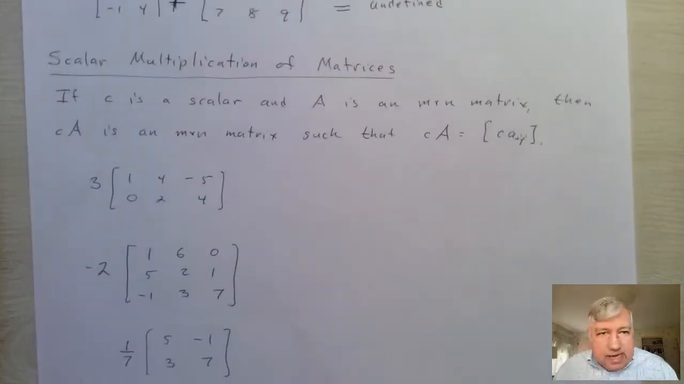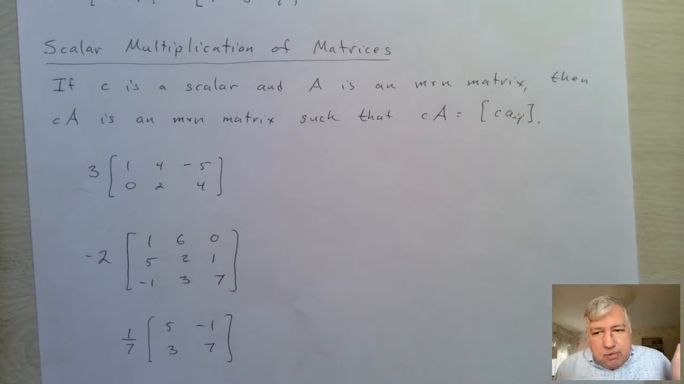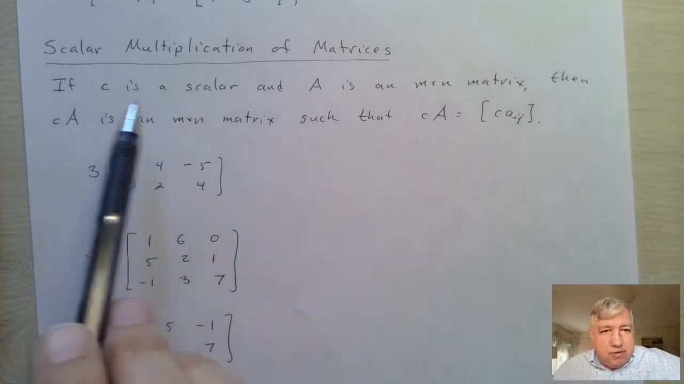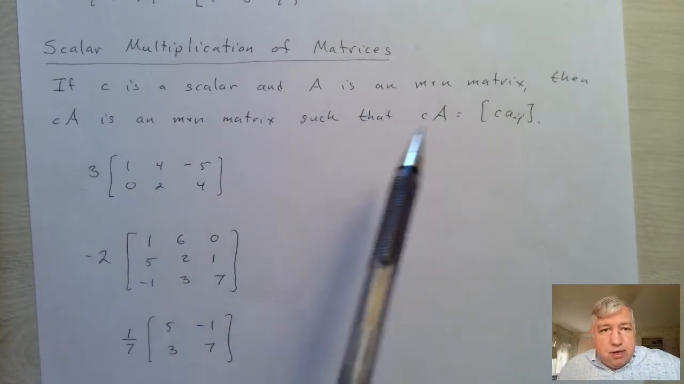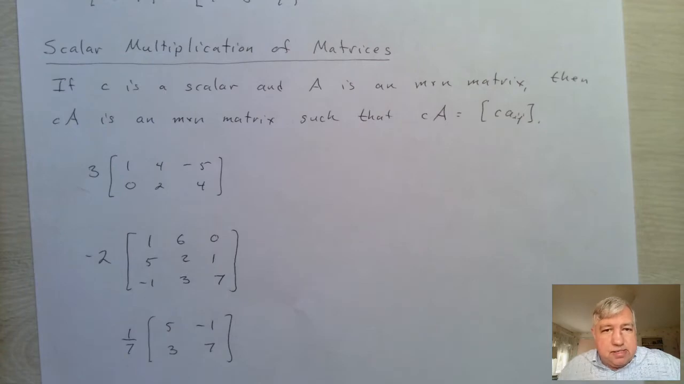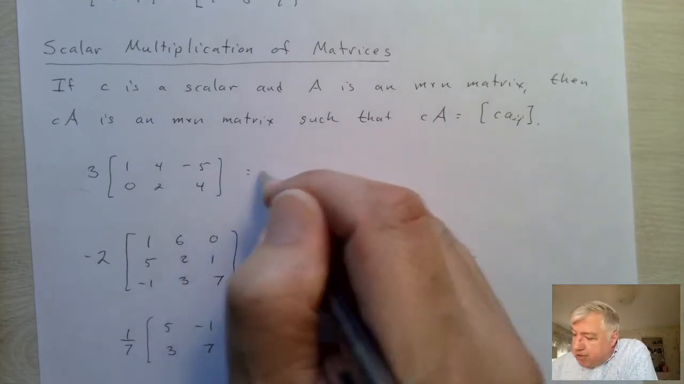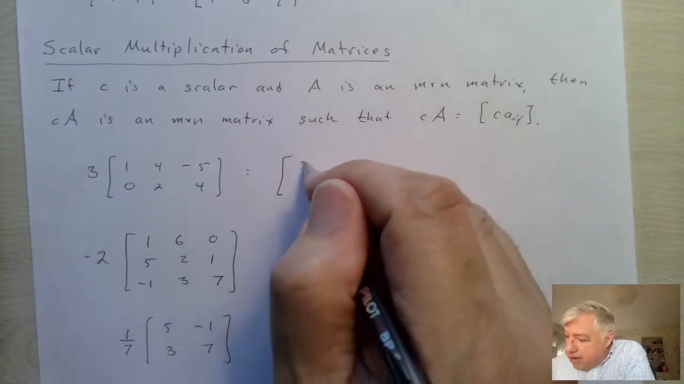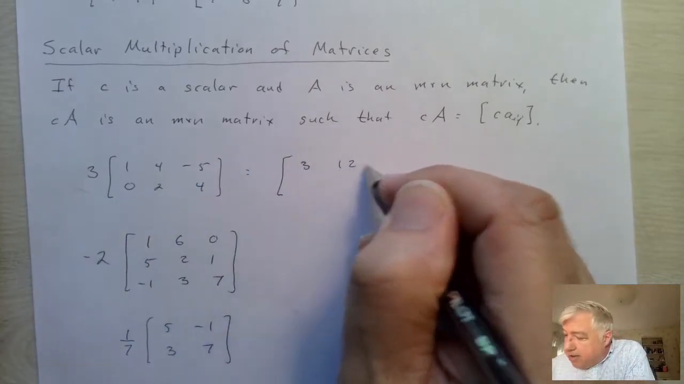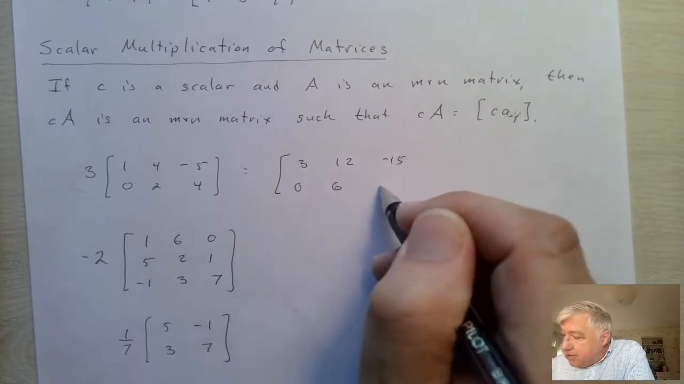Next is scalar multiplication of matrices, which is very similar to scalar multiplication of vectors. If c is a scalar, that is a real number, and A is an m by n matrix, you just multiply all the entries by c, and you get this new matrix cA. So here you're just multiplying all the entries by 3. So you get 3, 12, negative 15, 0, 6, 12.